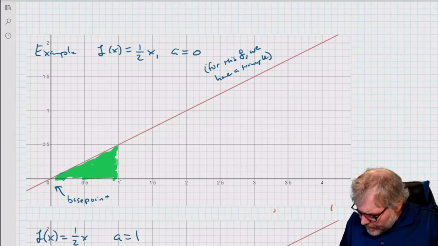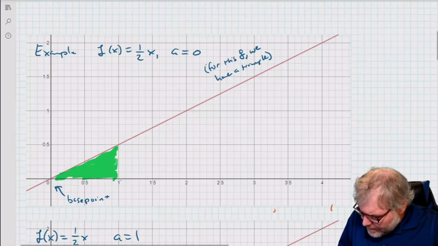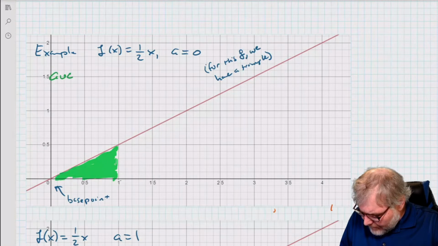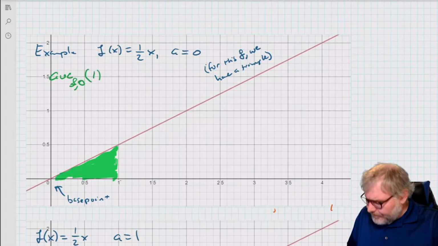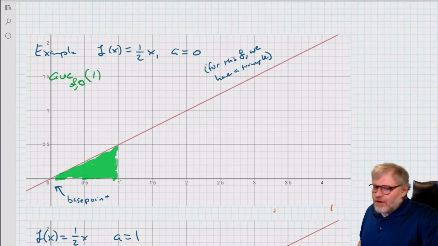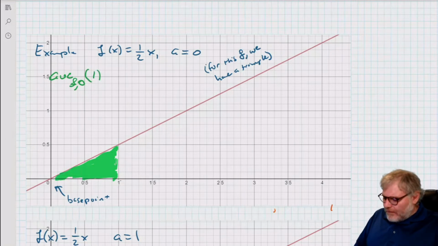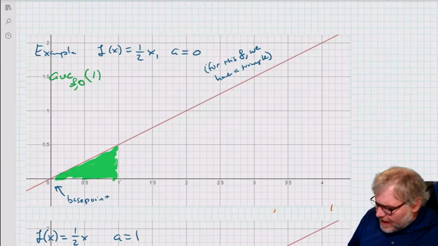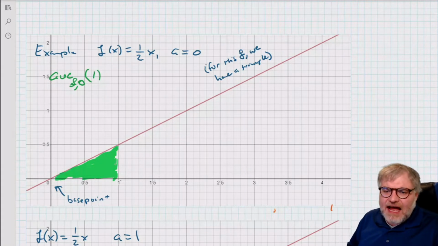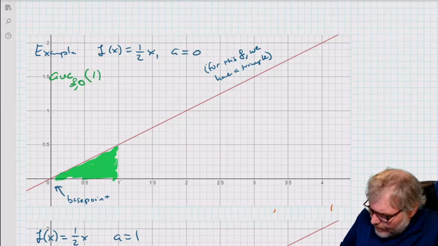Okay, so I want this shaded region. What I want is the area under the curve of f, which is 1/2 of x, from the base point 0 to an x of 1. Okay. So how do I compute that? Well, it is a triangle in this case, right? I chose 1/2 x because it's a line. So this one is a triangle. So I can actually figure that out, right?